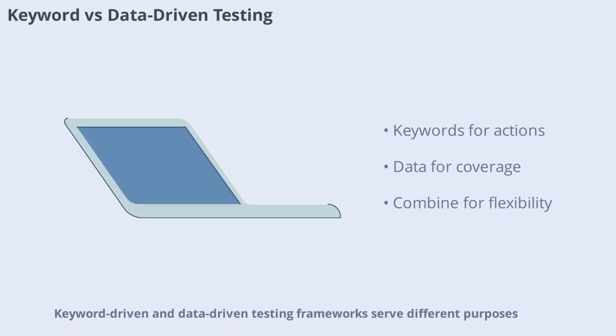Keyword-driven and data-driven testing frameworks serve different purposes. Keyword-driven testing focuses on defining tests using action keywords, making scripts easy to create and maintain. Data-driven testing emphasizes running the same script with various input data, maximizing coverage with minimal code duplication. The choice between these approaches depends on your project's complexity and testing goals. Often, combining both yields the best results.